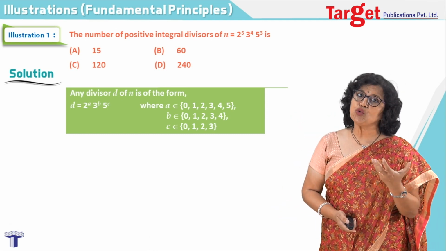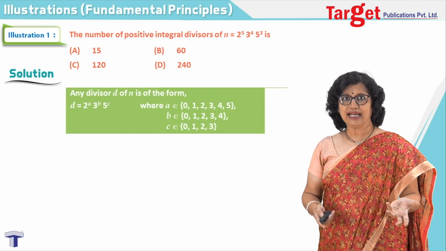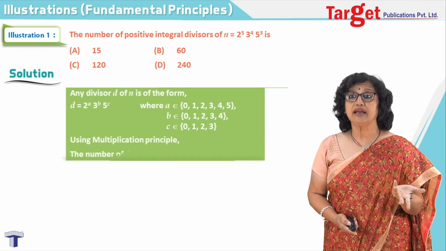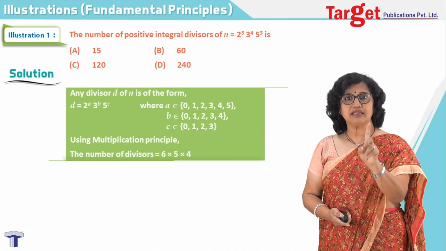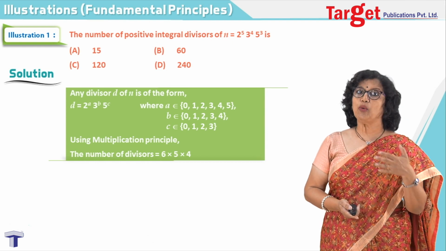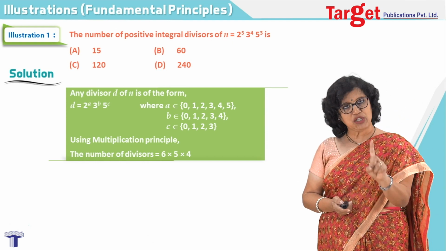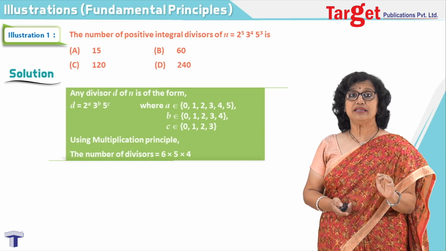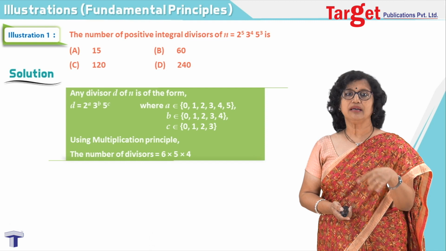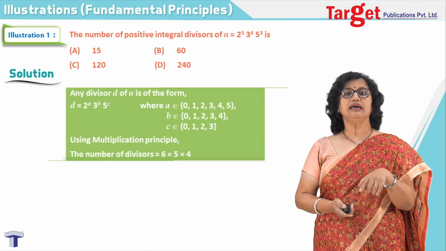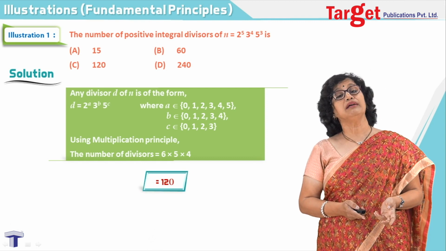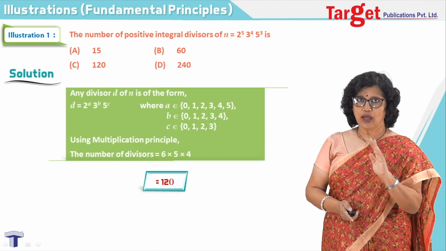Now, once you choose A, B, C, your job is done. Correct? So, use multiplication principle and tell that how many divisors are there. Using multiplication principle, divisors number would be finally 6 into 5 into 4. I hope you have understood why I am saying 6 into 5 into 4. A can be chosen in 6 ways, means options for A, 6 available. So, A's place can be filled in 6 ways. B's place can be filled in 5 ways and C's place can be filled in 4 ways, correct? So finally my answer should be nothing but 120. I hope this is clear.